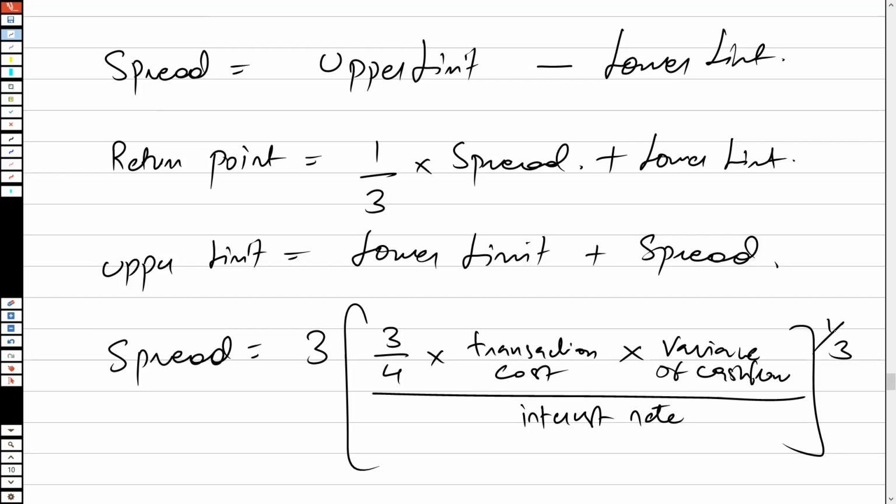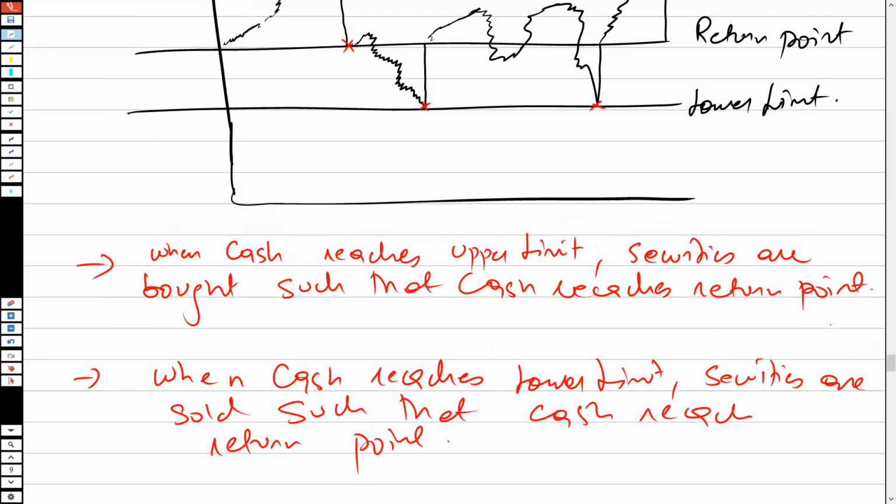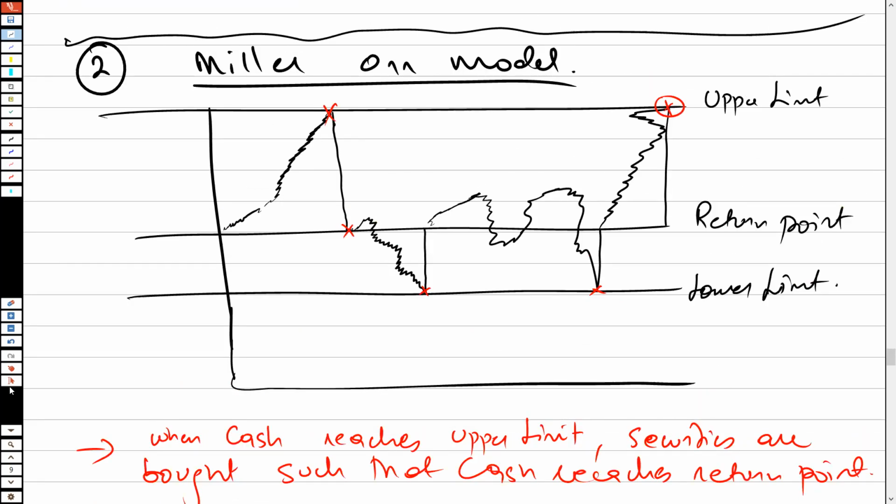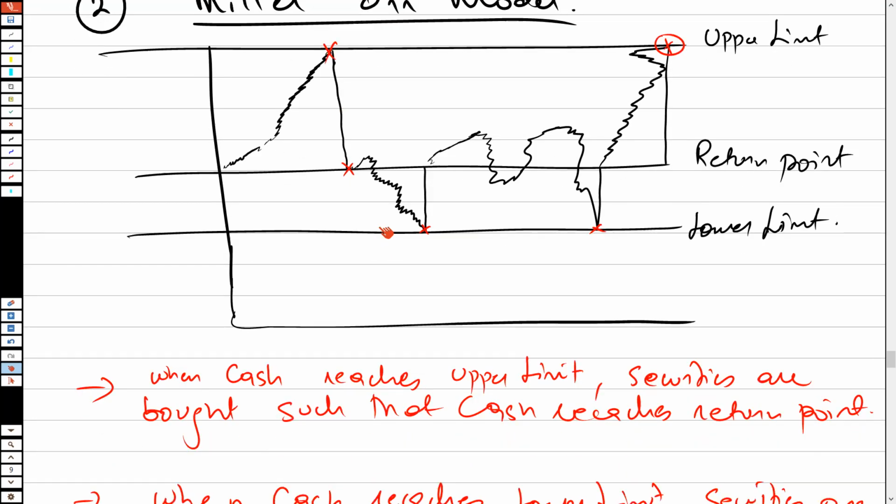So you have the spread formula available in the exam. Spread is actually the difference between upper and lower limit. These are the things that are given in the exam, and you need to understand this. The Miller-Orr model tells you that the return point is the normal cash level that an entity tries to make. If the cash goes above the upper limit, you buy the securities and bring it back to the return point. If the cash goes below the lower limit, you sell the securities and bring it back to the return point. That's how things go. So this is also about the Miller-Orr model.